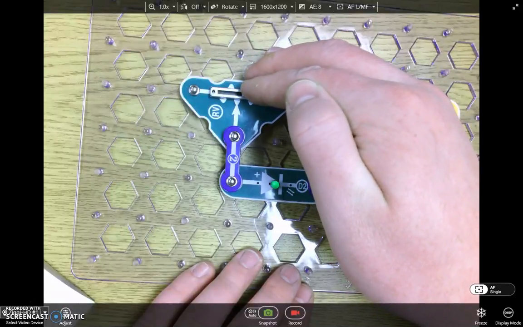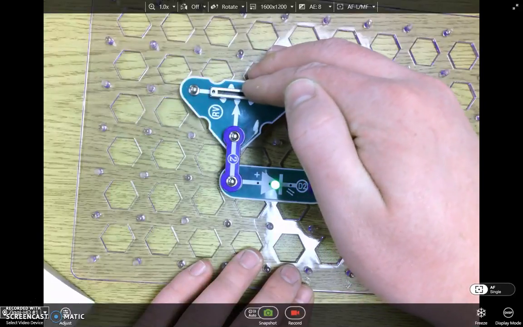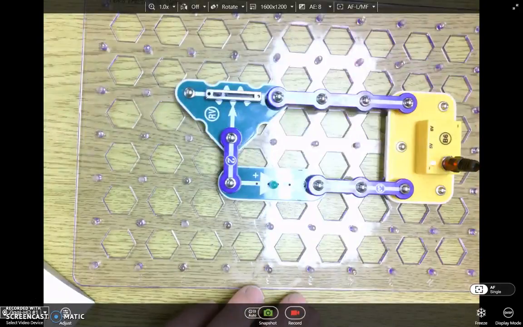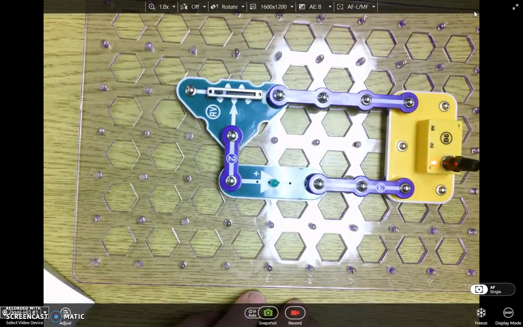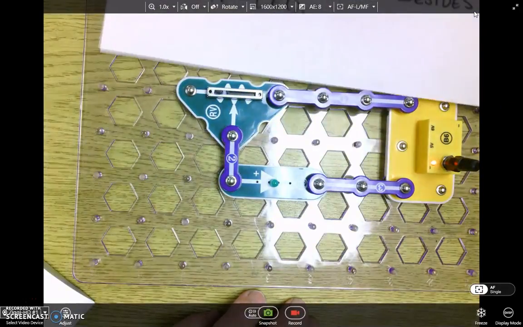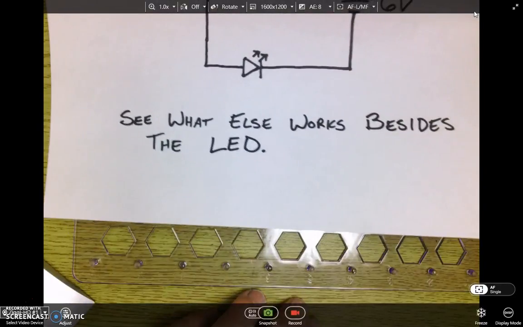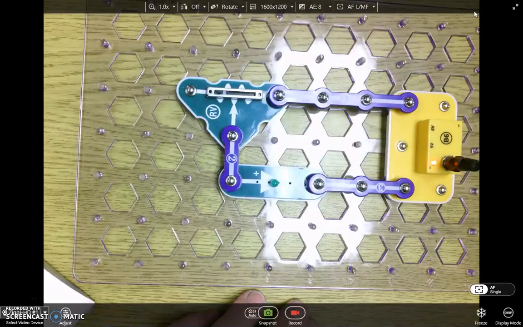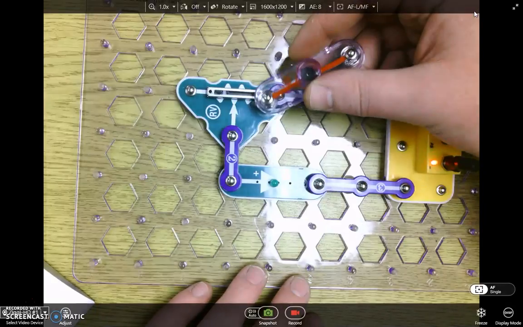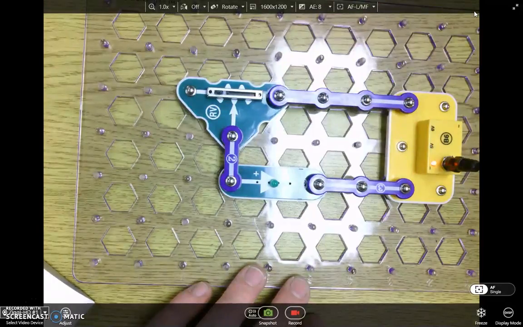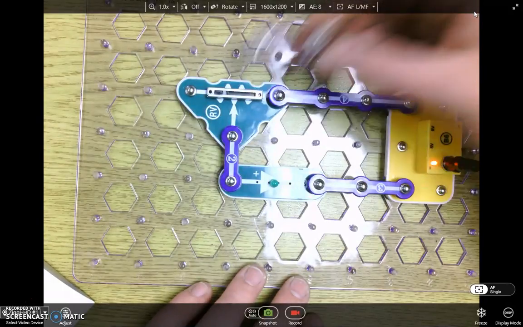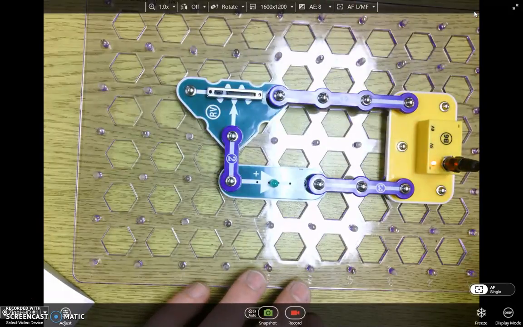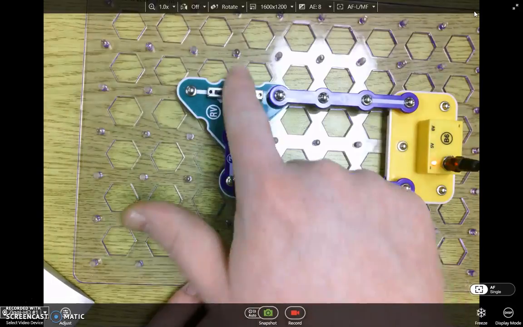So that slider will actually manipulate the resistance here. As it says on the bottom of the sheet of paper that I showed you, I want you to see what else works besides the LED. See if maybe something like a buzzer you can swap out, or a light bulb. Try some other things, the motor, see what else works with that potentiometer here.